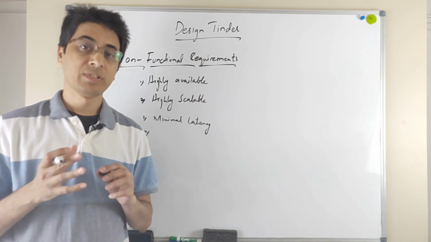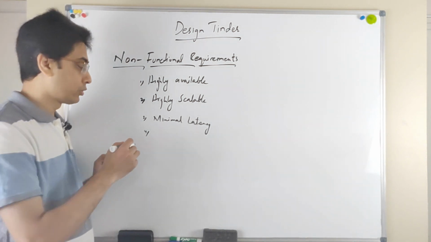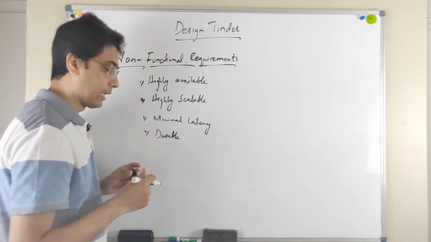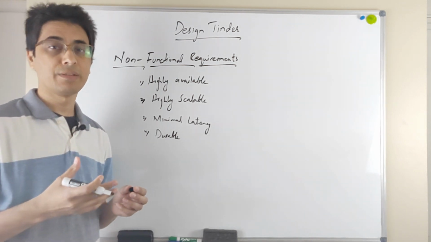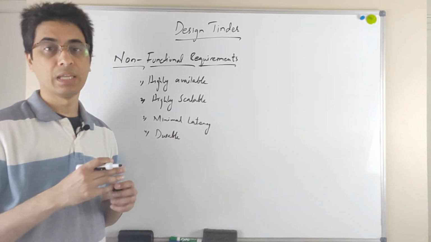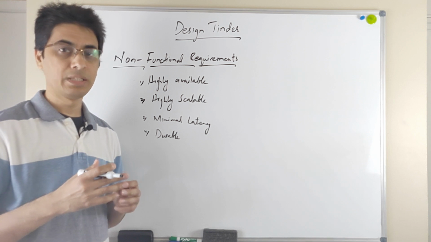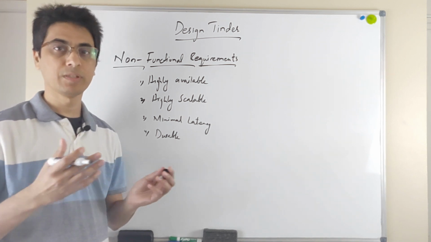The fourth non-functional requirement is that the profiles should be durable. It will be a very bad user experience if a user logs into the Tinder application and finds that all his images and all his bio have gone.